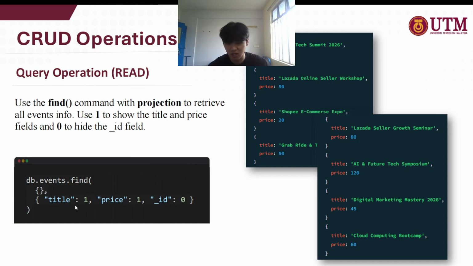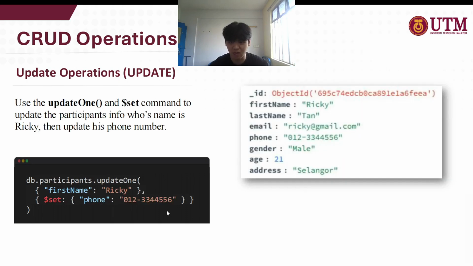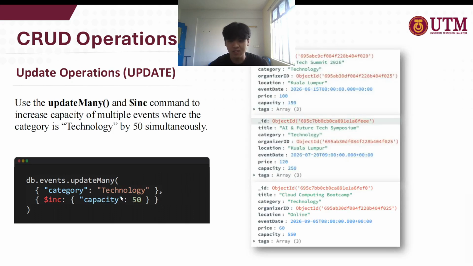So in this case, I use 1 to show the title and price, and I use 0 to hide the ID. And now let us proceed with the update operations. So in this case, I update the phone number for a participant. And next, I use the update many and increase command to increase the capacity for multiple events where their category is under technology.